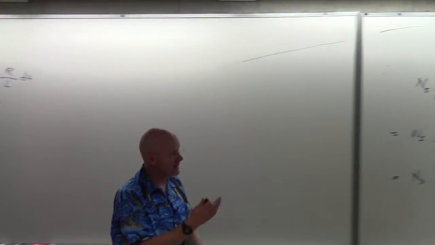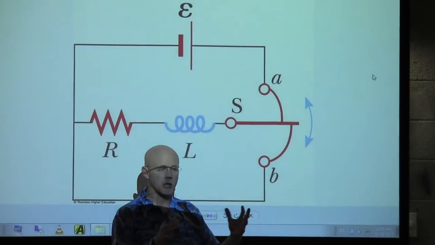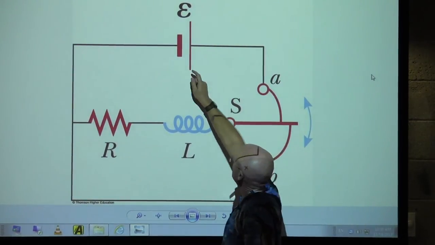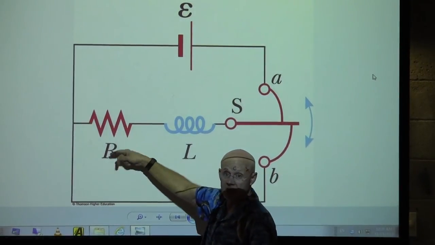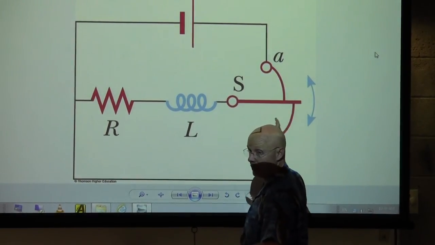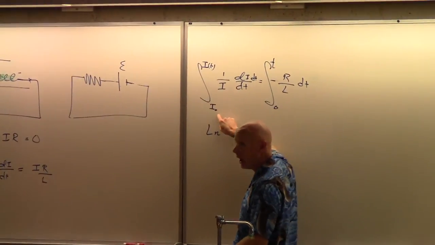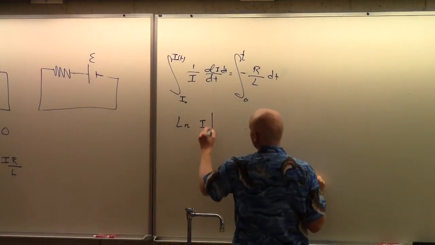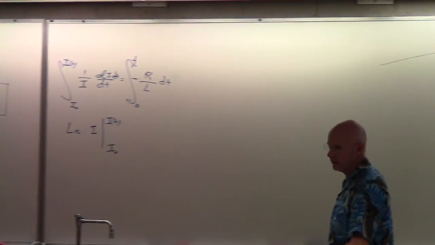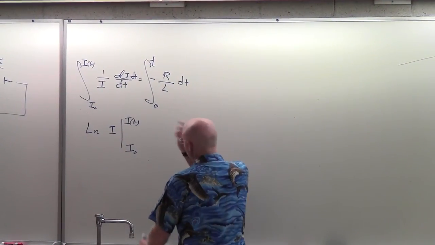Now, we learned earlier that I naught, if this was closed for a long period of time, would be the EMF divided by the resistance. That's eventually what it would build up to. But if we only left it closed for a fraction of a second and then moved it over, it wouldn't be that high, but it would be some value. So that's why I should write it as I naught, to some, oh, I shouldn't say maximum, now it's going down, so to some minimum value, the current as a function of time, depending on how much time I've left it closed. So that would be that side of the equation.